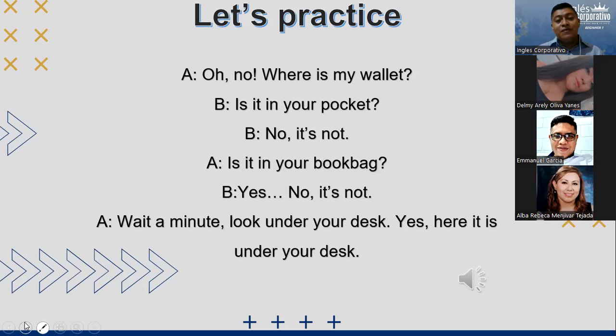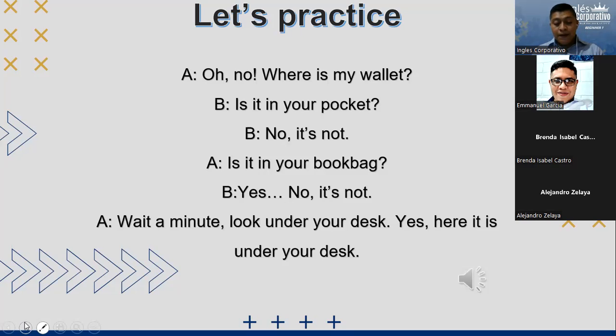Yes, está en tu bolsillo. No, it's not. No está, ¿verdad? Se me perdió. Is it in your book bag? Mochila. Yes. Después, no, it's not. Wait a minute. Look under your desk. Yes, here it is. Under your desk. ¿Dónde estaba la billetera? Where is the wallet? Por debajo del escritorio. Debajo del escritorio. Ah, okay. Under is another preposition of place, which means debajo de, right? So you are right. Estaba debajo del escritorio. So pay attention to the pronunciation, please, and the intonation.